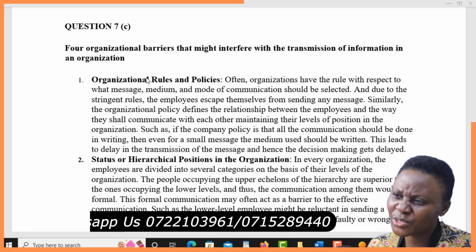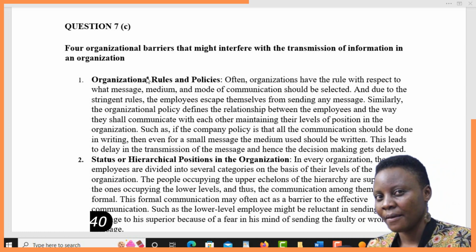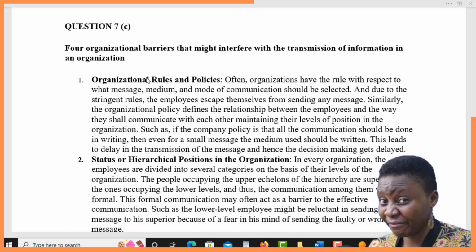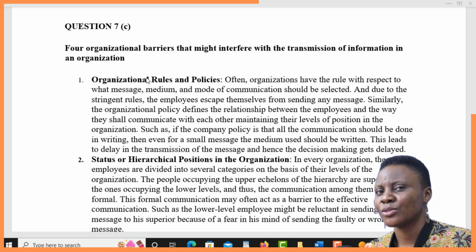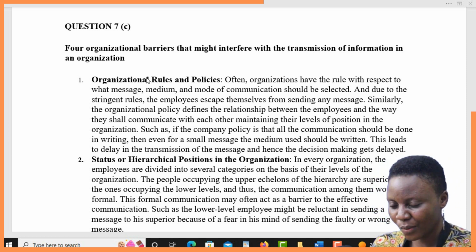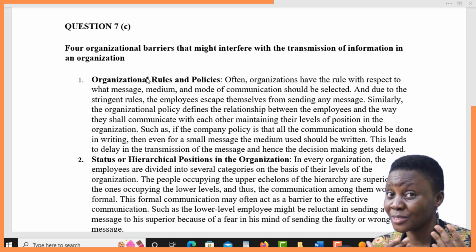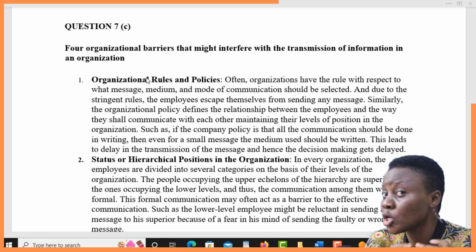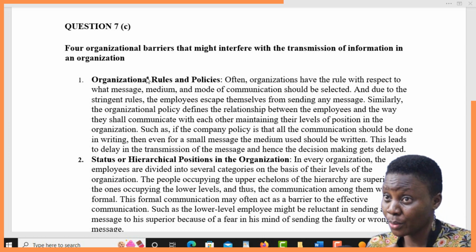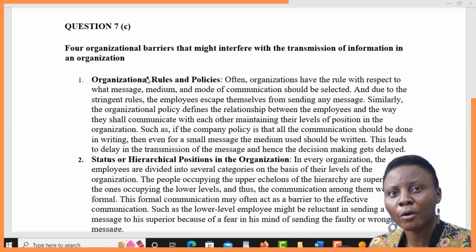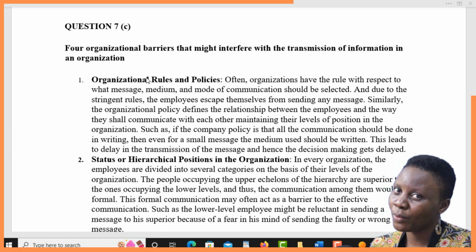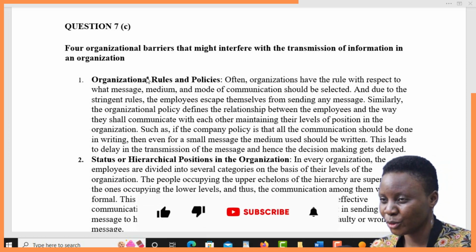Number two, status of hierarchical positions in the organization. This can make others feel inferior and others feel superior. So the inferiors, whenever they want to communicate, look at their status and say, no, let me just keep quiet. So status and hierarchical positions in an organization can sometimes, not always, bring about a communication barrier, especially to the people at the junior level.